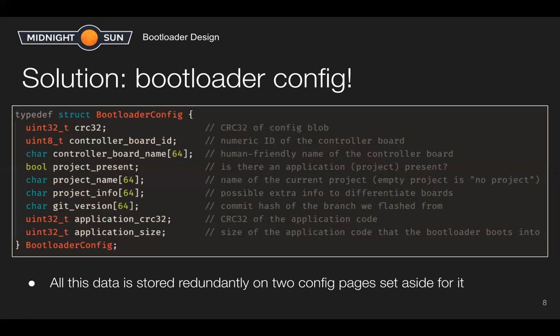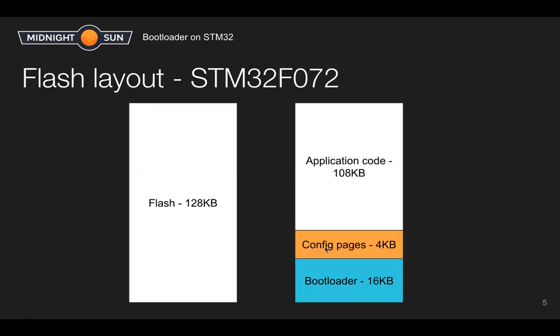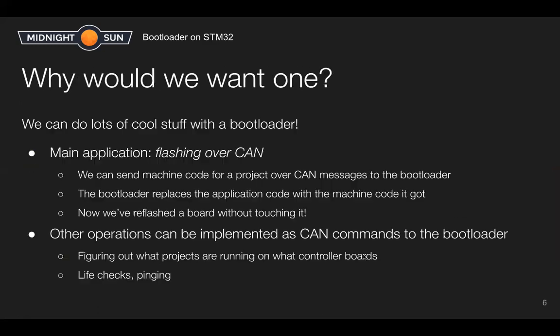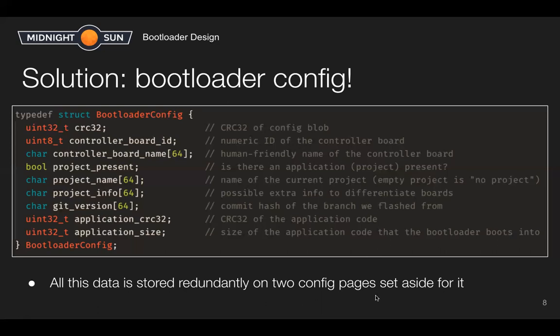All of this data is stored redundantly on 2 different config pages, which are set aside for it. So there's a bunch of safety that goes on in reading and updating bootloader configs, so that if one of them gets corrupted, we can always recover from the other one. That is the reason that we have 2 separate config pages. Page refers to a flash page. Flash is partitioned into these pages, and you can read up on the details of how Flash works.